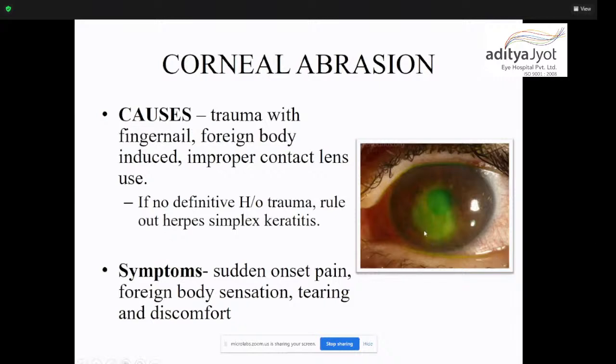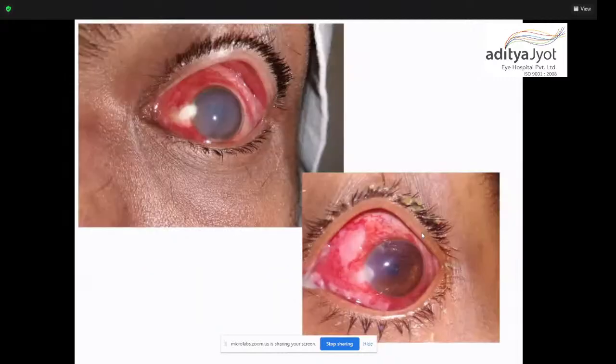So when you have a corneal abrasion, see whether there is any associated inflammation. Otherwise, you can just put them on topical antibiotics and put a pad and bandage, or you can sometimes even give a bandage contact lens. So look at this case. I'm just presenting some case scenarios.